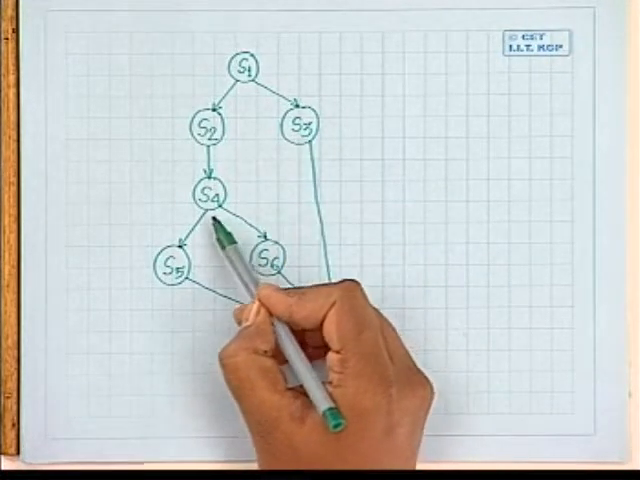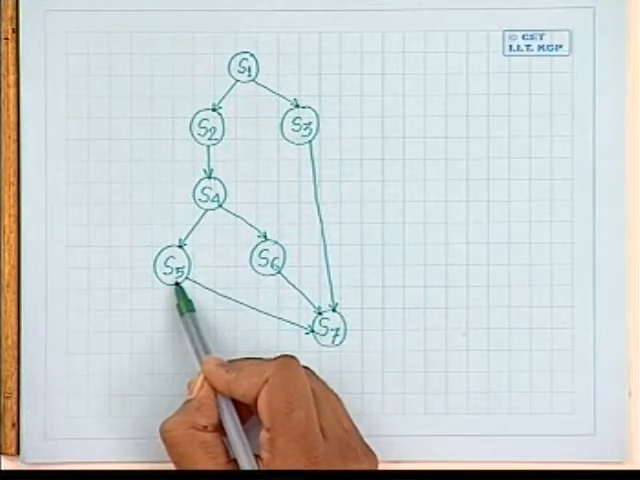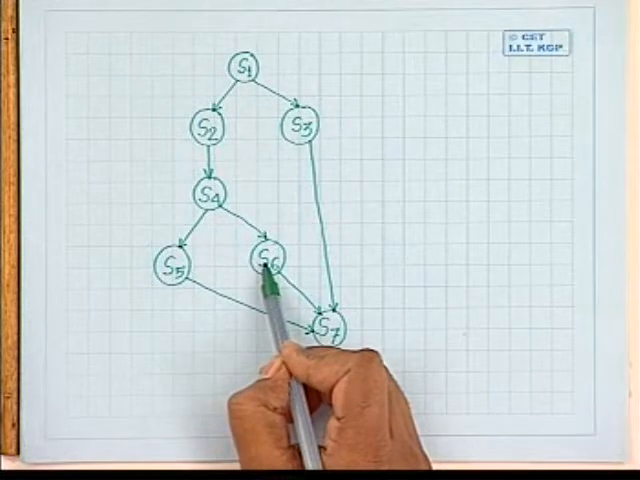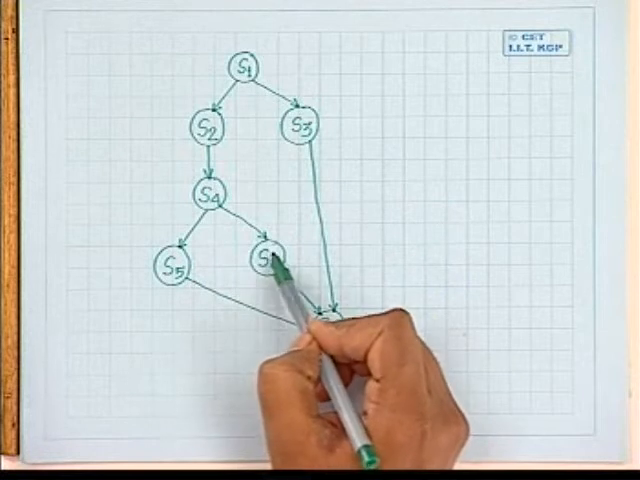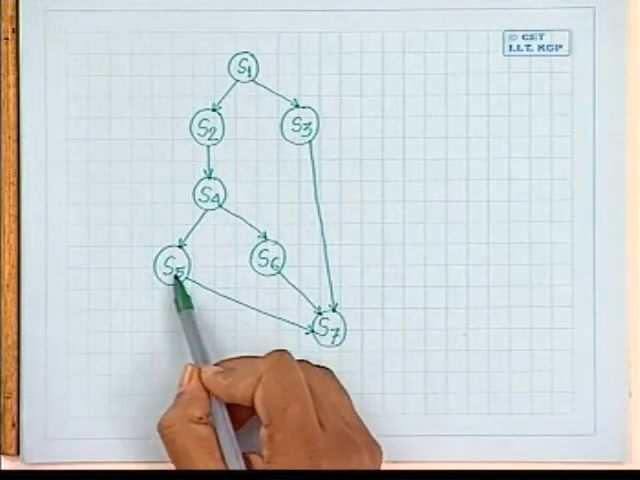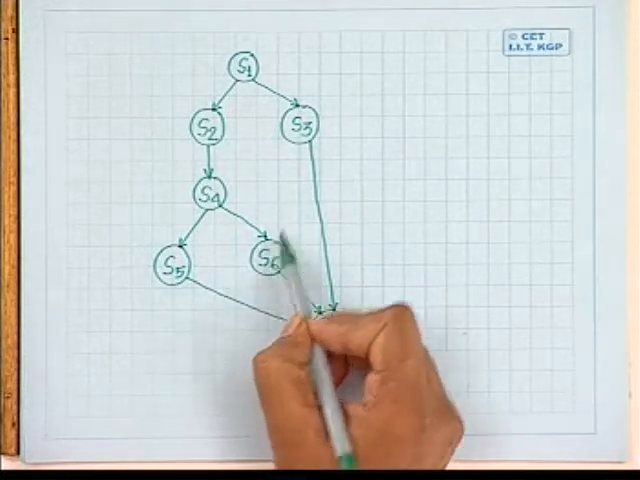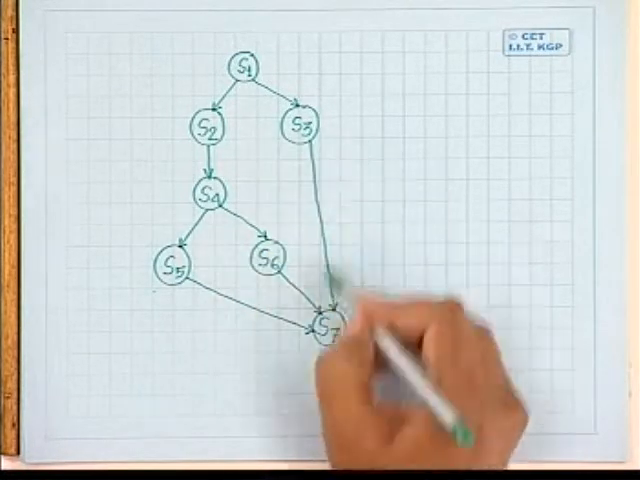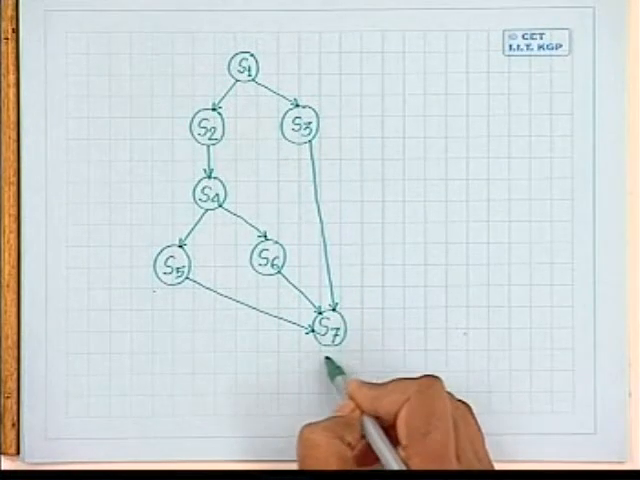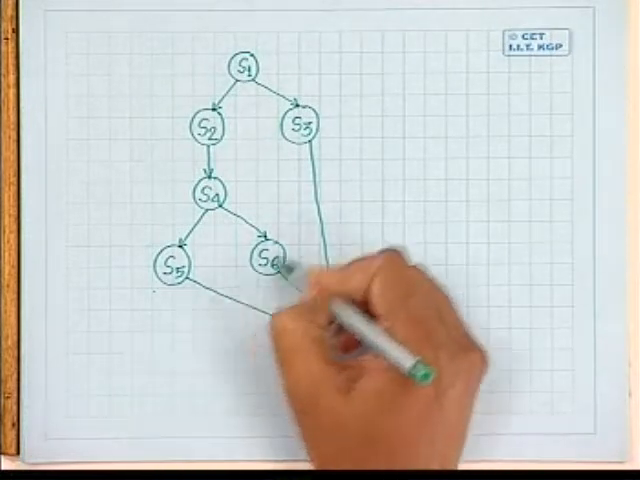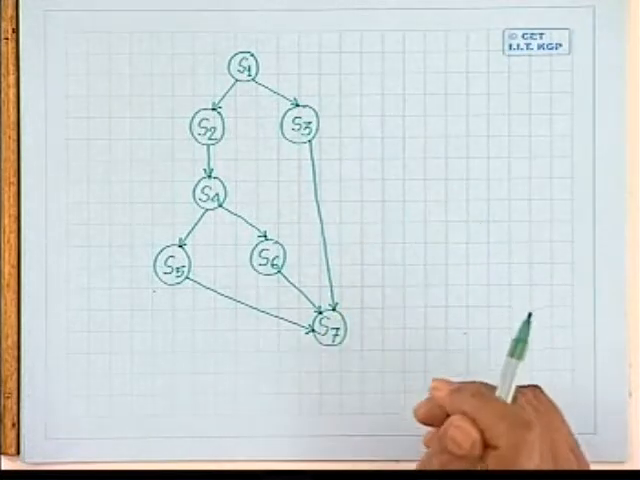Okay. After S4, I can have two more concurrent tasks. One is S5, other one is S6. Again, S5, S6, and S3, they can be executed concurrently. Okay. After completion of all these three, when S5, S6, and S3, all of them are complete, then only I can execute S7. Okay. So S7 cannot be executed concurrently with any of them. Okay. So that is what this precedence graph means.